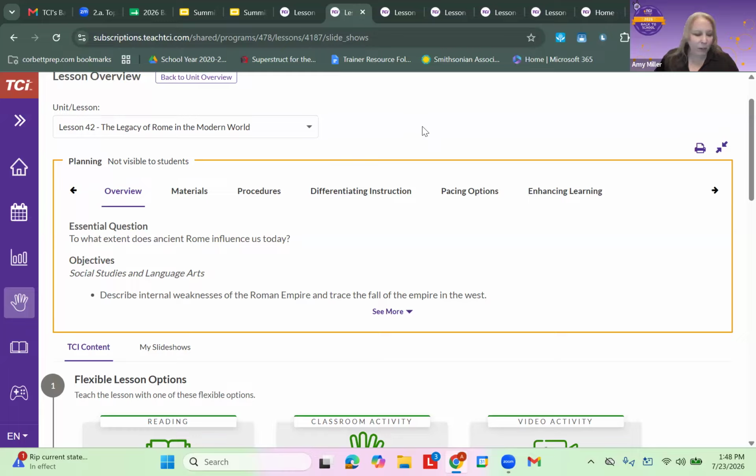But since I have a few more minutes with you, I want to take you through enhancing the learning. In our curriculum, every lesson has, as you probably are aware, materials that you'll need, the steps you'll take throughout the lesson, how to differentiate the lesson for your students, pacing options, and also enhancing learning. And enhancing learning has a lot of neat components in them.